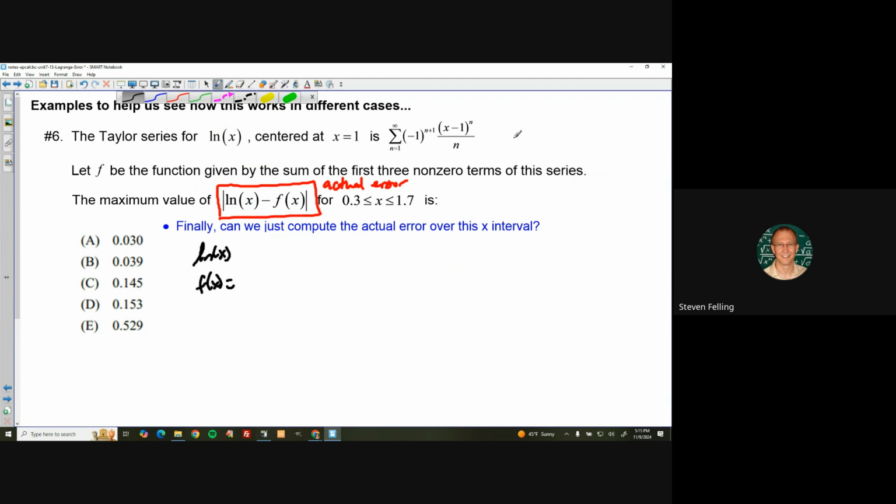So I'm going to now rewrite out the terms in the series again. This is going to be x minus 1 minus x minus 1 squared over 2 plus x minus 1 cubed over 3. That is the function. And that means that this right here, this absolute value of natural log of x, I can just substitute this right in for that. Minus x minus 1 squared over 2 plus x minus 1 cubed over 3. This is the correct way to do the problem.